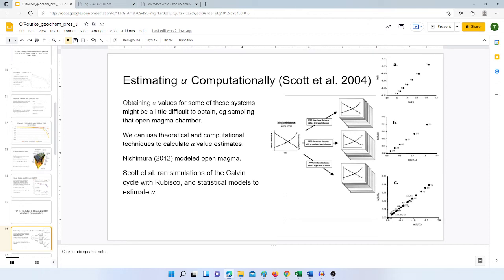Typically, the way we do that is by sampling igneous rock. So the magma chamber ejects lava over time, which solidifies into igneous rock, and as you go down the column, it changes, and we can use that to calculate alpha. But we can also use computational chemistry techniques to model that. Nishimura is working on open magma systems. Scott et al. are working on fractionation that occurred during the Calvin cycle using Rubisco, and I got these graphs from this paper, so they're estimating alphas.